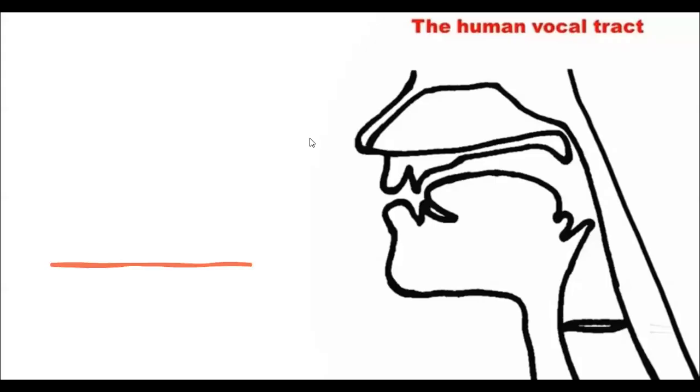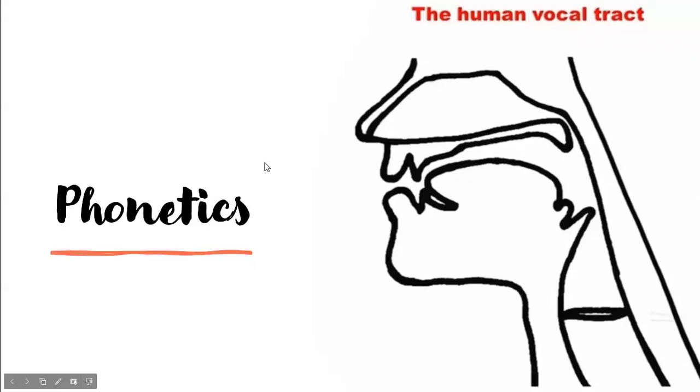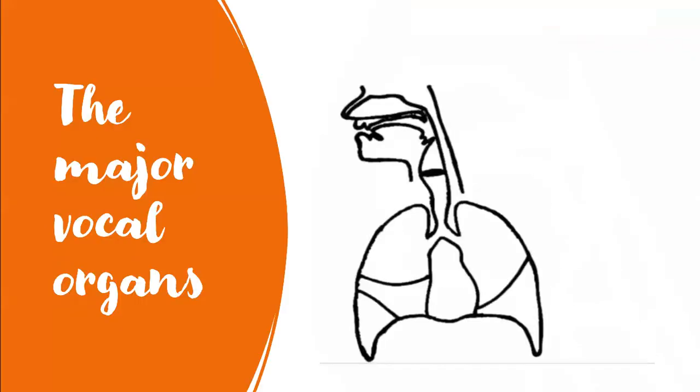Hi, my name is Yanilka Colon, and today in phonetics, we are going to talk about the vocal organs. Major vocal organs consist of the lungs that pump up the air, the trachea, and then the vocal tract. Let's take a quick look at each part so we can understand that better.